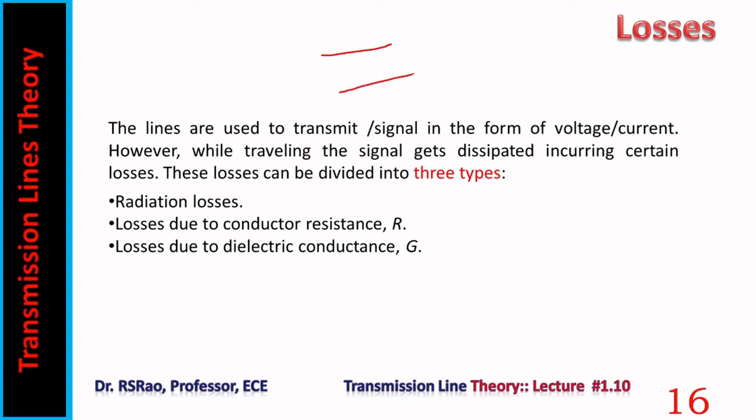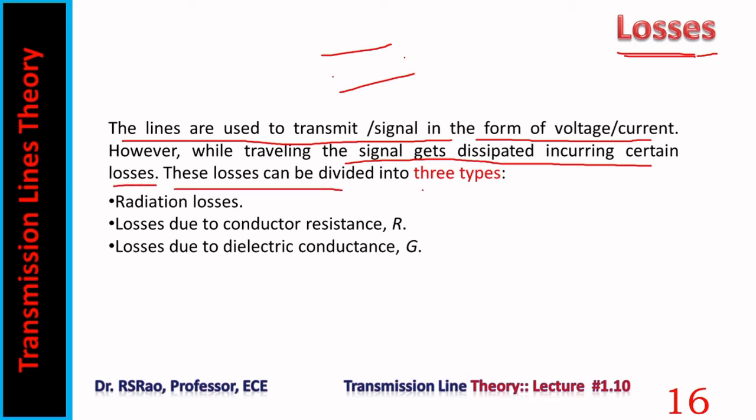The line is supposed to carry the signal from one point to another. While carrying, the line itself takes power from the signal and consumes it, leading to losses. Because of the losses, the signal while traveling over the line undergoes a certain amount of attenuation. What are the causes of the losses? We will see here. Lines are used to transmit signal in the form of voltage or current. However, while traveling, the signal gets dissipated, incurring certain losses. These losses can be divided into three types: radiation losses, losses due to conductor resistance, and losses due to dielectric conductance.